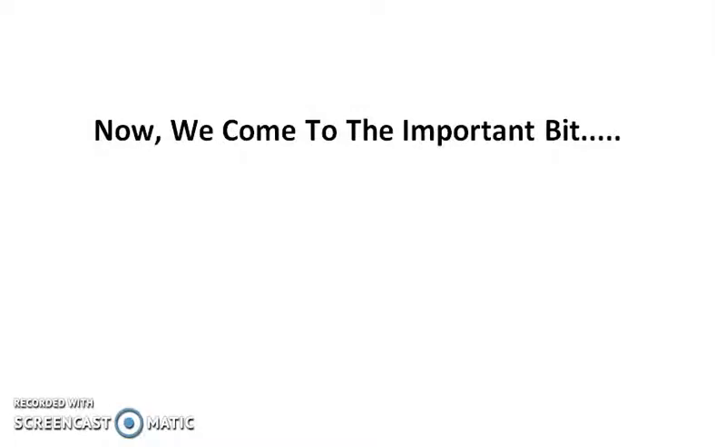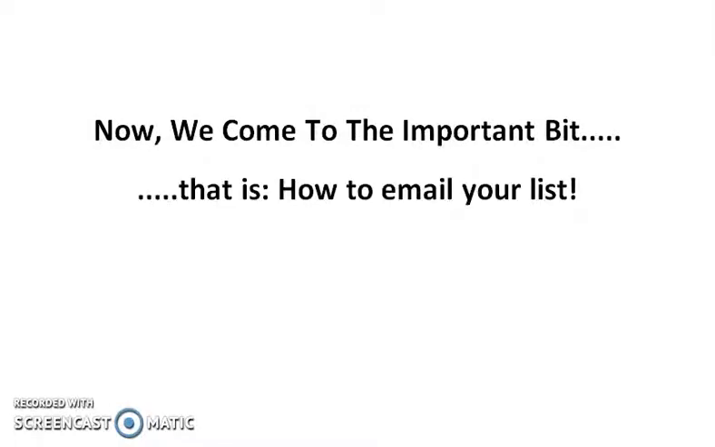Okay, now we come to the really important bit, and that, of course, is how to email your list. There's various ways that you do this. This is how you market it. These people have come onto your autoresponder account. They've entered in their name and email to get your free gift. So the first thing you've got to do, obviously, is give them the free gift.